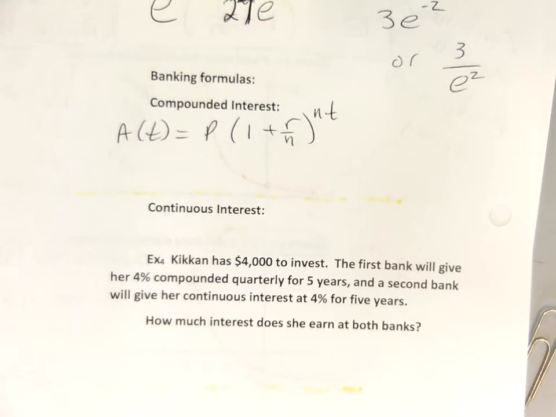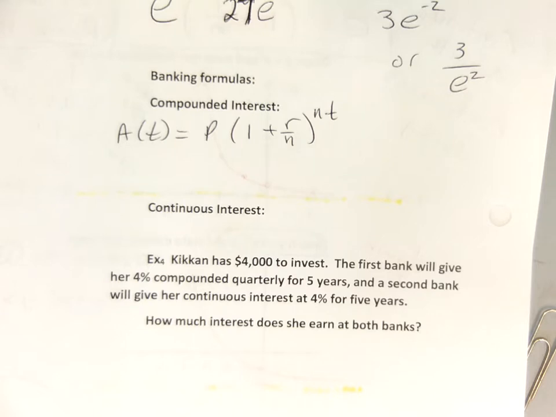N is the number of times she's going to compound it in a year. Well, she's going to compound it quarterly, which means it's going to be compounded 4 times a year. They give you interest, and then essentially you make interest on your interest. So let's say you make 5 cents on the first quarter, and that 5 cents goes into your bank account, and you get to make interest on that interest. See how it works? So it's a good thing, right?